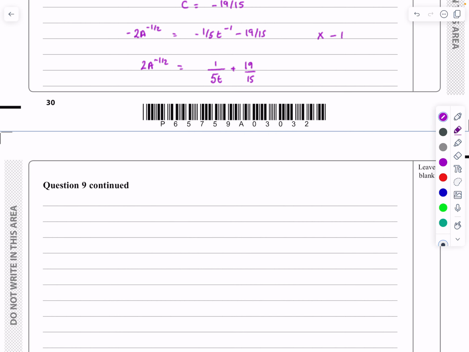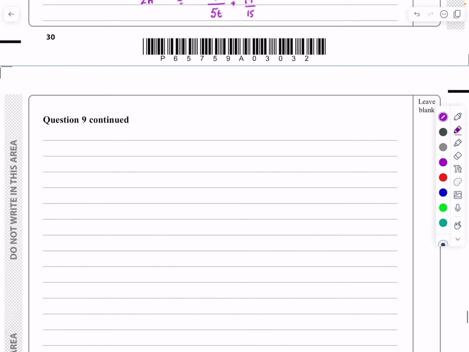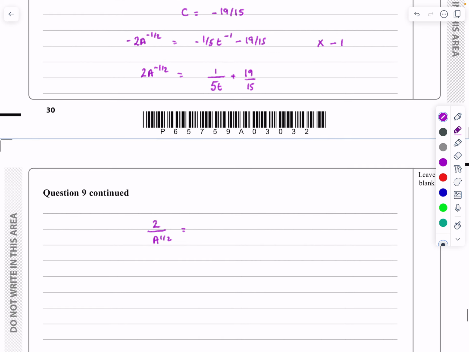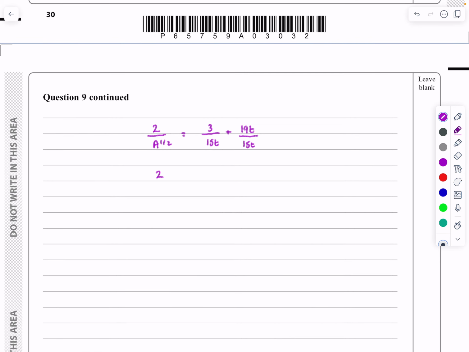If I call 2a to the minus half 2 over a to the half, and on this right-hand side here, I can now combine those two fractions, can't I? The common denominator for both of them will be 15t. So I can call that 3 over 15t plus 19t over 15t. Why am I doing that? Well, now I've got 2 over a to the half is equal to just a single fraction here, 3 plus 19t all over 15t.